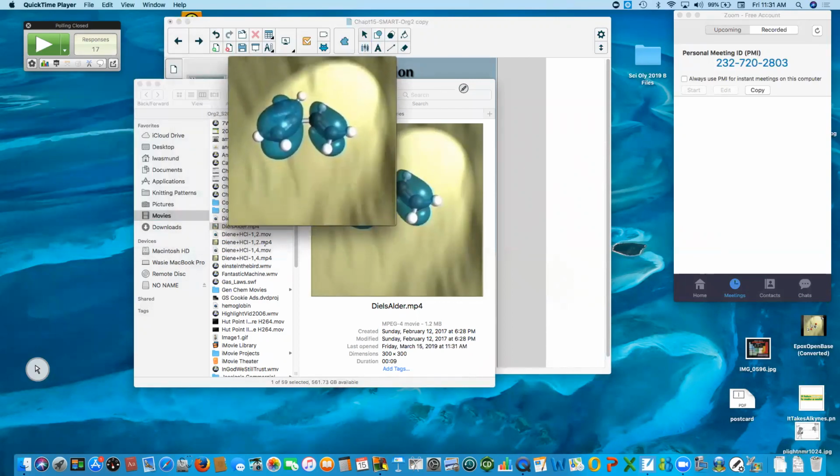Okay, so do you see the pi orbitals there? Top and the bottom. Now watch how it works.